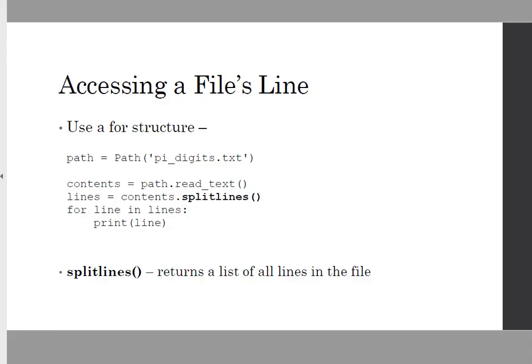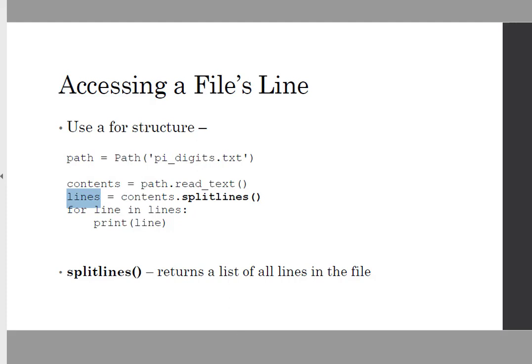We'll next look at how we can access a file's lines. So we're going to use a for structure. So you can see that the first couple lines here are the same, but now we're going to be using a new method called splitlines, and splitlines returns a list of all lines in the file. So in our case with pi_digits, it's going to return 3 separate list values, stored in our list called lines, and then with lists we know that we need to use a for structure to go ahead and run through them.